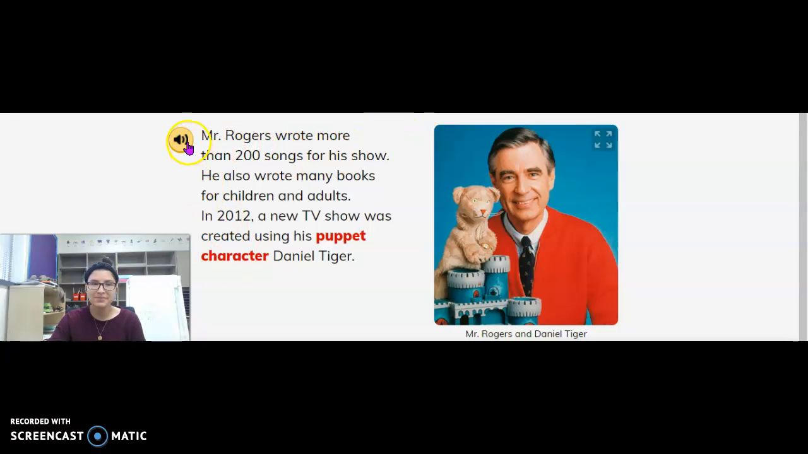Later years. Mr. Rogers wrote more than 200 songs for his show. He also wrote many books for children and adults. In 2012, a new TV show was created using his puppet character, Daniel Tiger. Okay, so far we were introduced to him, like who he is. We went over his early life, then his life's work, which is the show, and now as he's gotten older, we're learning about some more information about him.